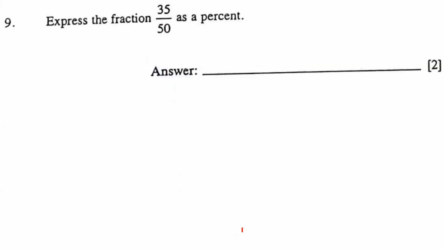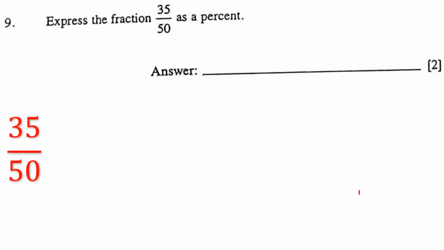Here we have question number 9. It says express the fraction 35 over 50 as a percent. And so what we're going to do is we're going to take 35 over 50 and express it as a percent. So when you express a fraction as a percentage, what you do is you multiply by 100. So we have to take 35 over 50 and multiply it by 100. So again, if you want to take 35 over 50 and express it as a percentage, you need to multiply it by 100. So we have 35 over 50.